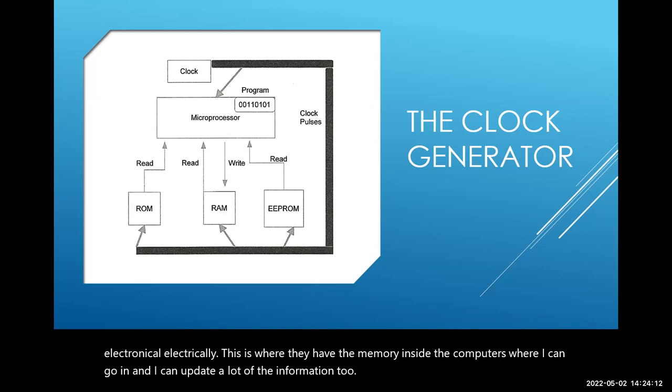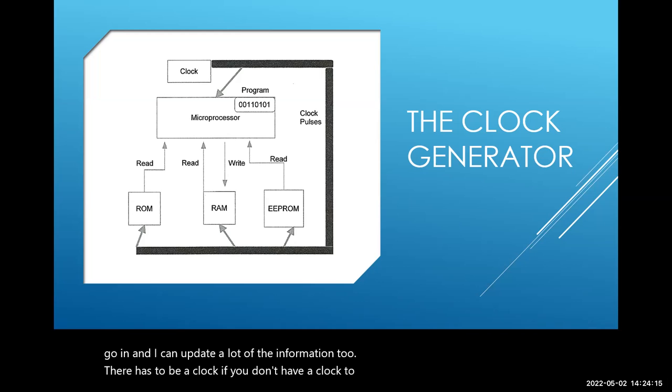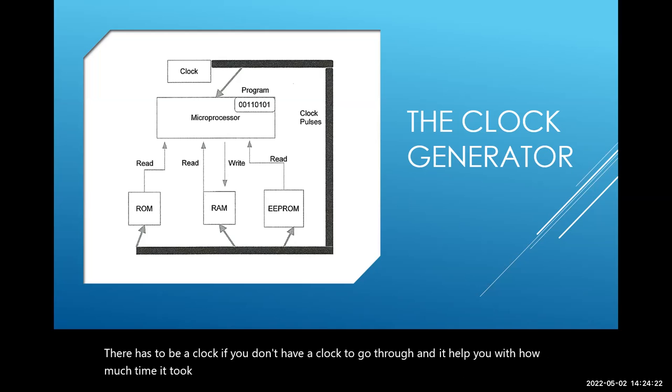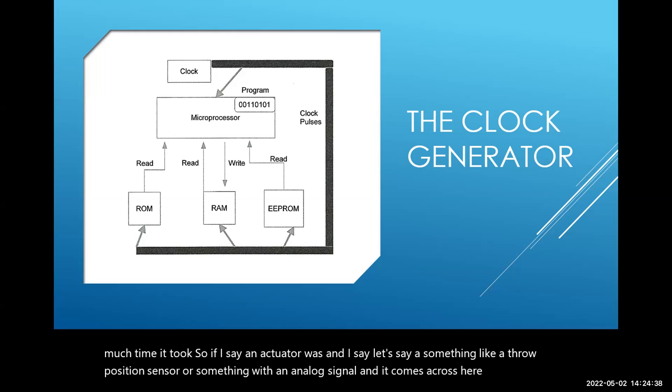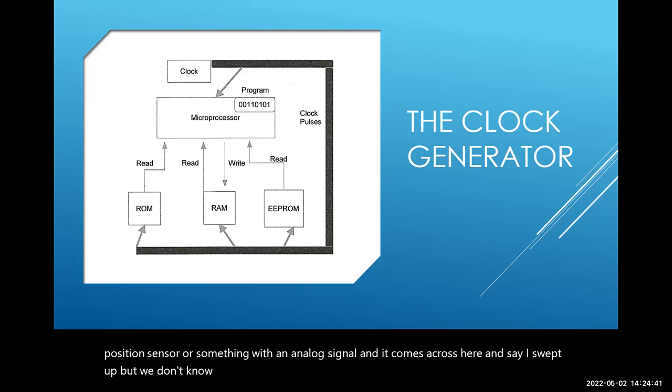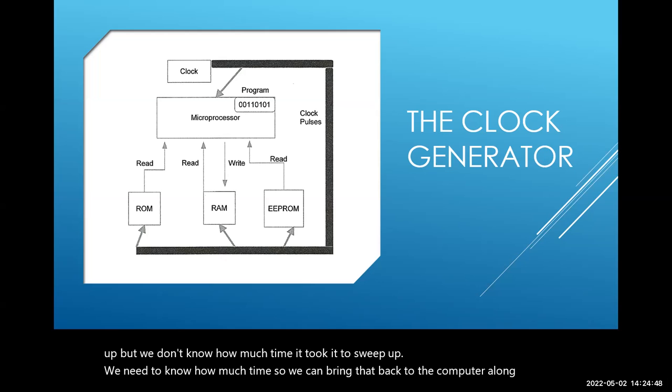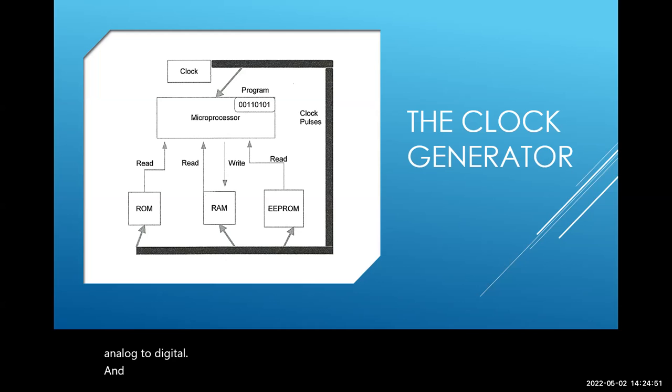There has to be a clock. If you don't have a clock to help you with how much time it took, then, say, a throttle position sensor or something with an analog signal comes across and says, okay, it swept up, but we don't know how much time it took to sweep up. We need to know how much time so we can bring that back to the computer, along with the analog to digital converter. So this is showing what is all involved.